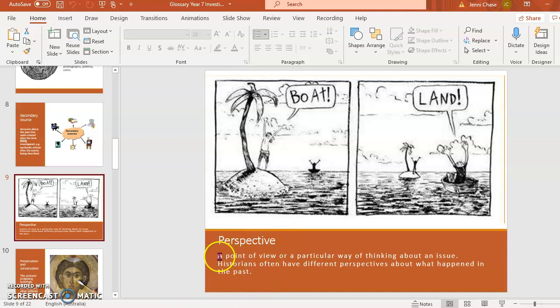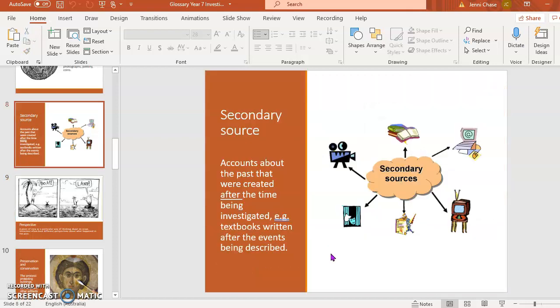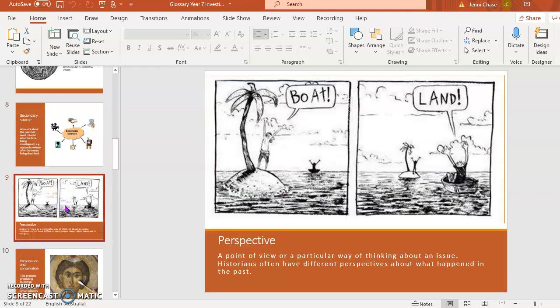Okay, a perspective then is a point of view or a particular way of thinking about an issue. So historians often have different perspectives about what happened in the past and why it happened. So, for example, why did the Roman Empire collapse? Different historians will have different theories. It'll be based on evidence, but one historian may think a piece of evidence is more important than another.